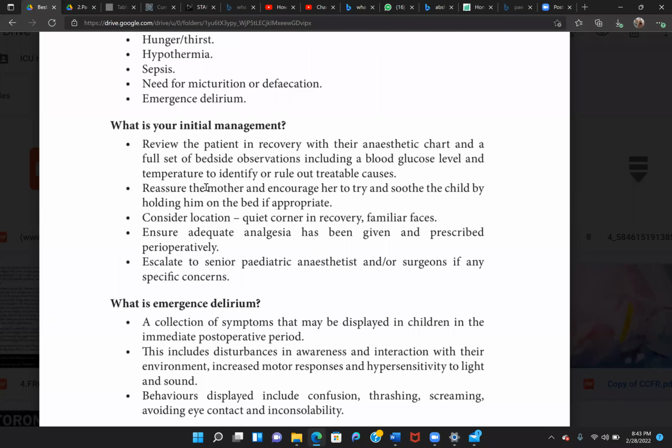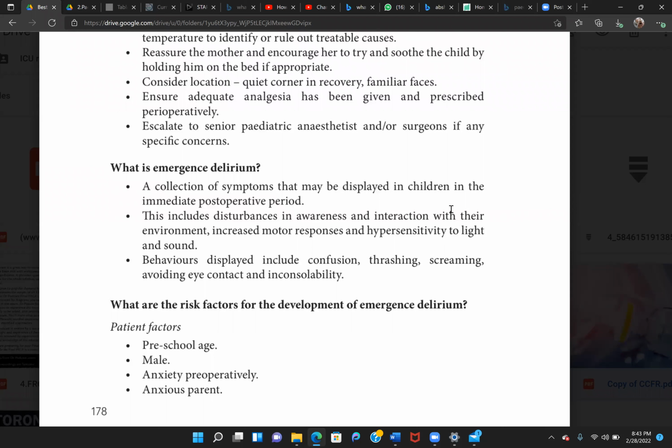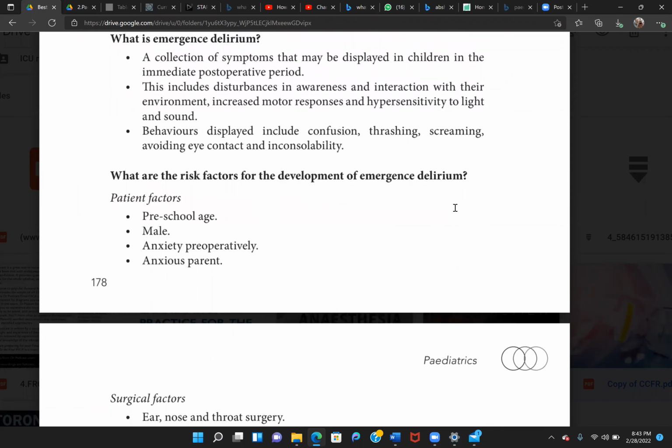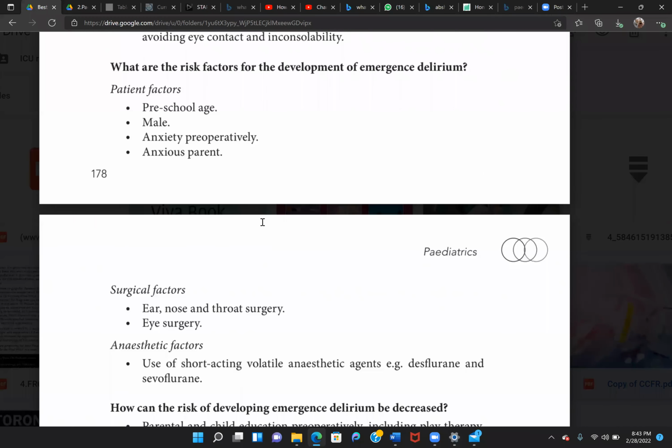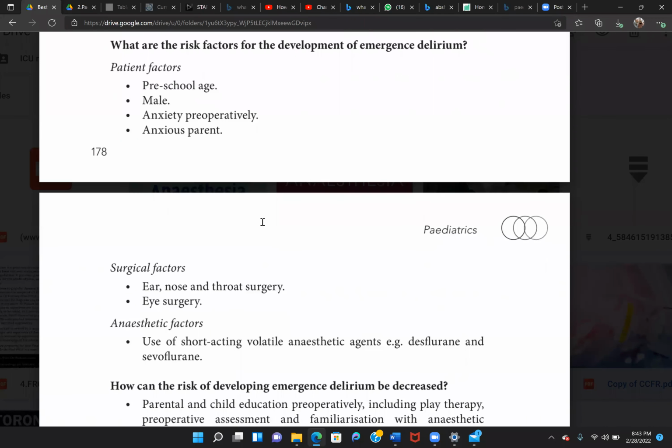Emergence delirium is really a collection of symptoms that may be displayed in children in the immediate post-operative period. And the patient factor is preschool age. Maybe, if it is not distracting, we can discuss postoperative acute pain assessment in pediatric patients. Actually, that is not the proper topic here; pain we will discuss separately. Okay, sure. So these are the factors.